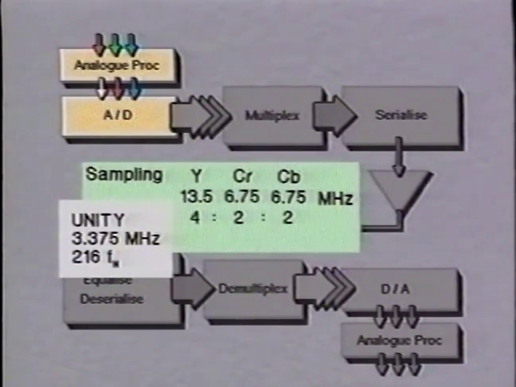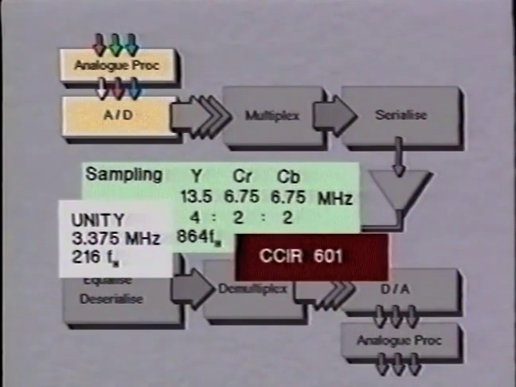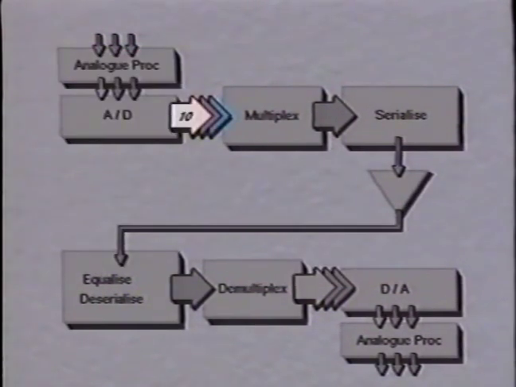Historically, unity was defined as 3.375 MHz, or 216 FH, meaning 216 samples per total line. Therefore 13.5 MHz equates to 4, or 864 times FH. These sampling structures conform to CCIR 601. We now have 3 10-bit digital channels ready for the next stage of processing.